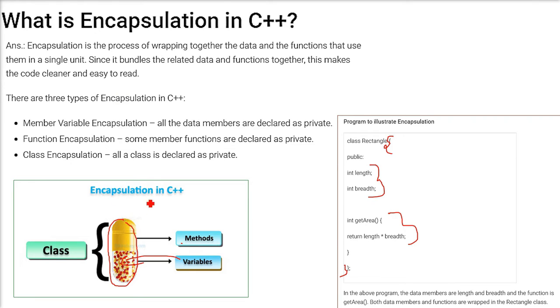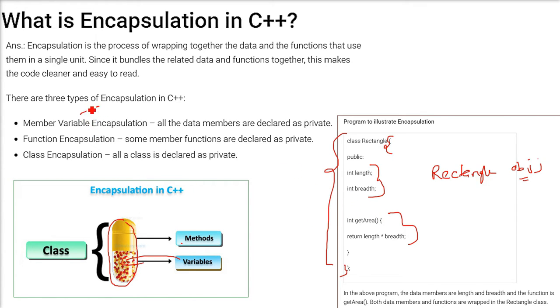So encapsulation is the process of wrapping together the data and the functions that use them in a single unit. Since it bundles, it encapsulates the related data and functions together. This makes the code cleaner and easier to understand. When you make an object of this Rectangle, because this class is just a blueprint, you have to create an object to actually access and work on these data members or variables and functions, which we are calling methods.